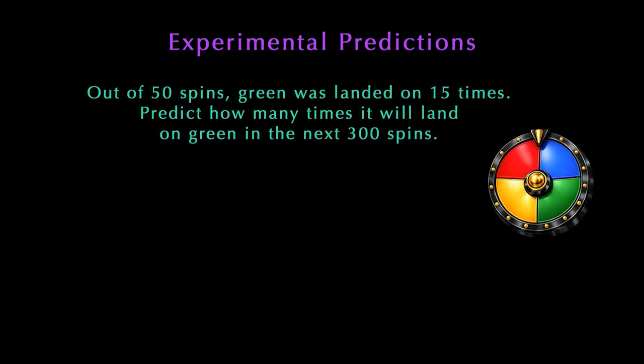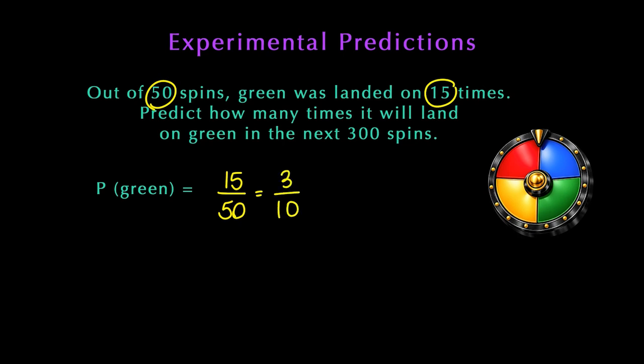Out of 50 spins, green was landed on 15 times. Predict how many times it will land on green in the next 300 spins. So again, we want to predict how many times we're going to land on green this time. I'm going to go ahead and set up my fraction from my formula based on the numbers. So 15 times landed on green out of 50 spins. Then I can reduce that. I'm going to divide by 5, so that equals 3 out of 10.